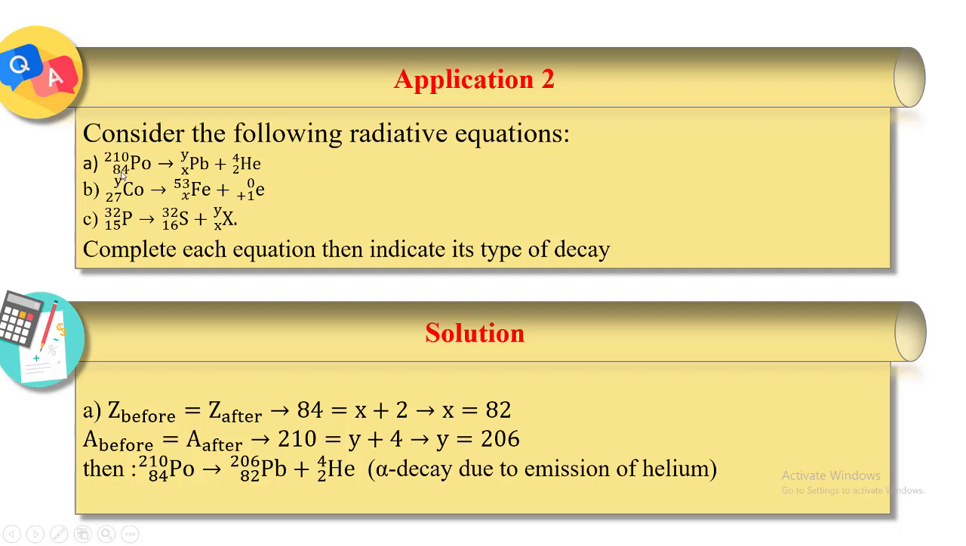In the first equation, we have 84 protons and it is equal to X plus 2. I can solve X and I get 82 protons. In the same way, for the mass number, we have initially 210. This 210 is equal to Y plus 4. Then Y is equal to 210 minus 4, which is 206. Then the equation becomes polonium 210, 84, disintegrates into lead 206, 82, plus helium 4, 2. And due to the emission of helium, this type of decay is called alpha decay.